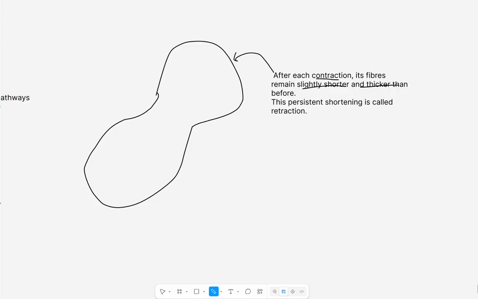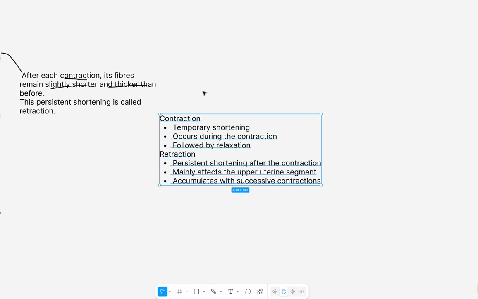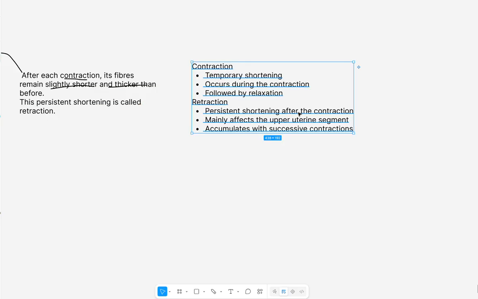Now let's understand what contraction versus retraction is. Contraction is a temporary shortening. It occurs during the contraction. It's followed by relaxation. But retraction is something different. Okay, retraction is a persistent shortening after the contraction. It mainly affects the upper uterine segment and it accumulates with successive contractions.